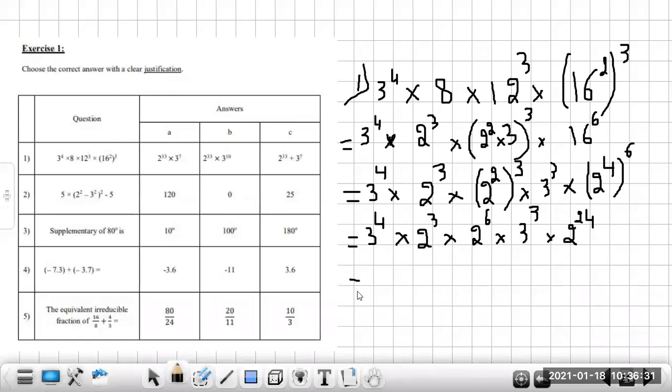Equal powers of 2. We put the same base, 2, then we add the exponents: 24 plus 6 equal 30, 30 plus 3 equal 33, times 3, and we add the exponents 4 plus 3 equals 7. So the correct answer is A, 2 power 33 times 3 to the power 7.